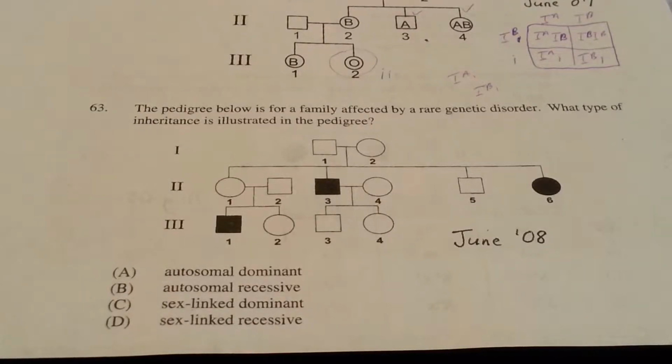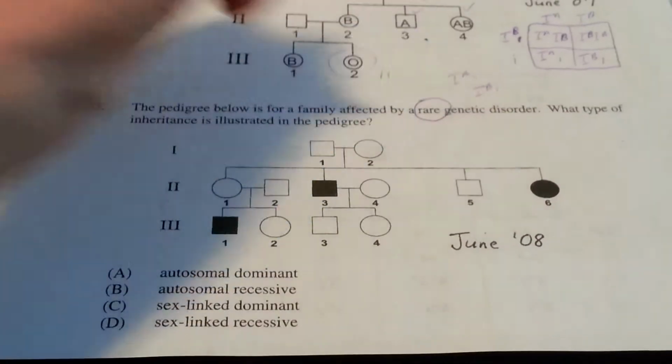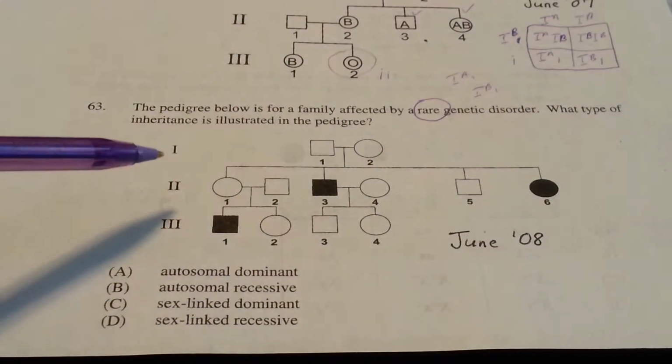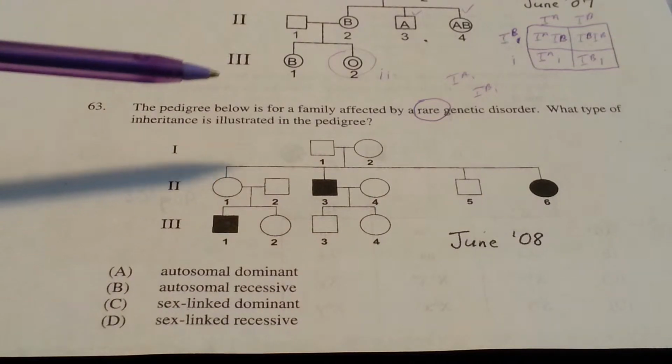For question number 63. This is a pedigree for a family affected by a rare genetic disorder. What type of inheritance is illustrated in the pedigree? So when you hear of a rare disorder, oftentimes it's going to be recessive. And so we can take a look and see if that actually works out.